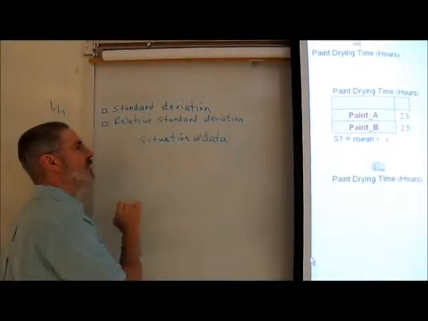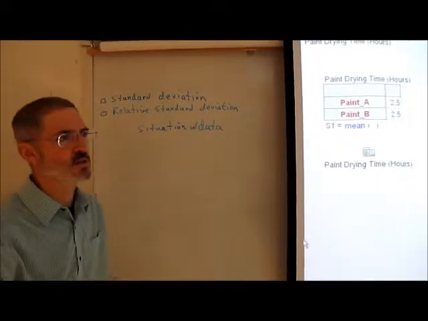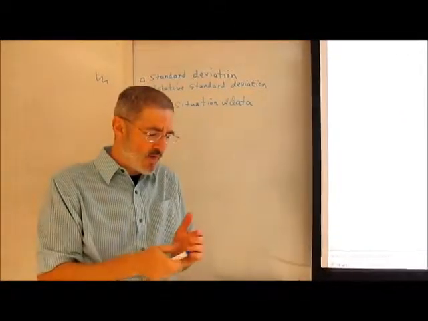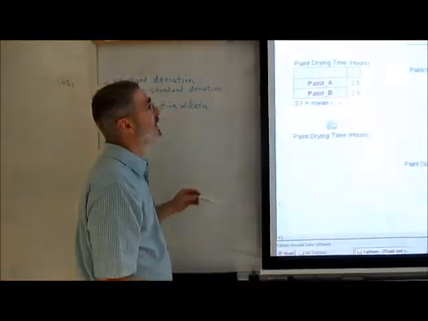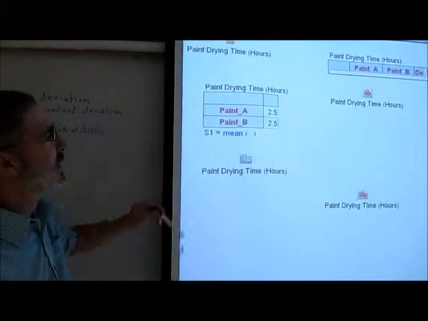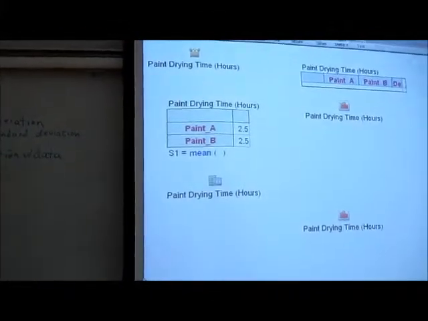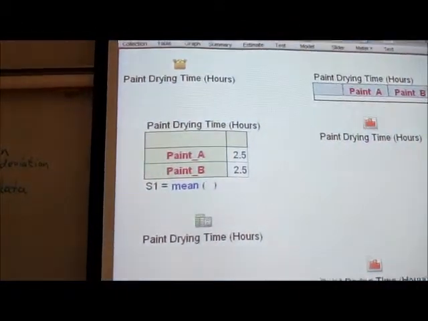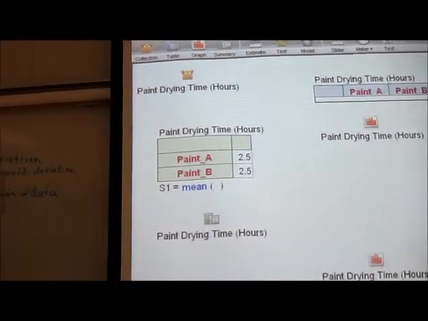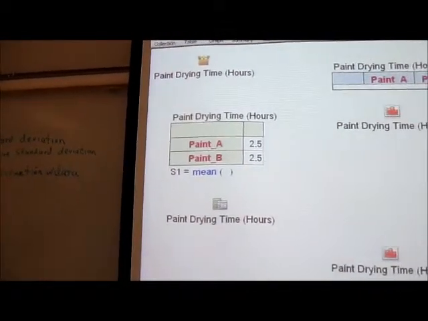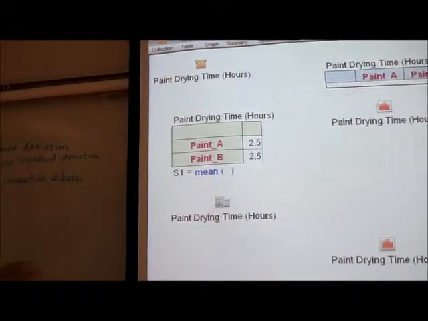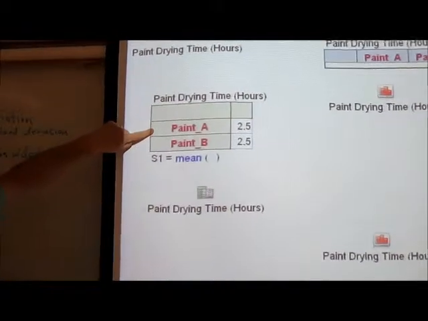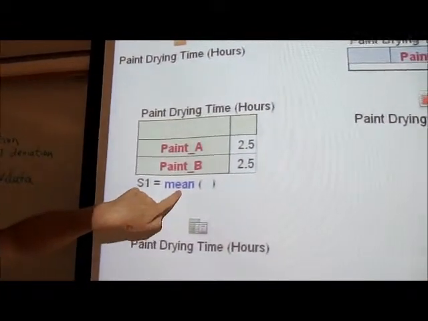And our situation is going to be paint. So imagine yourself working for the DuPont company. You've been tasked to develop two different varieties of paint, say paint A and paint B. And imagine that you develop those paints and you actually use 10 samples of each paint to try to estimate what the average drying time was going to be for each of these paints.